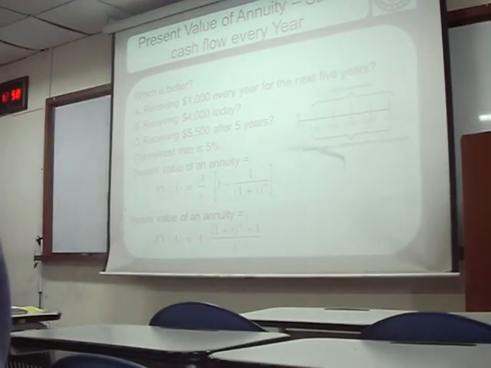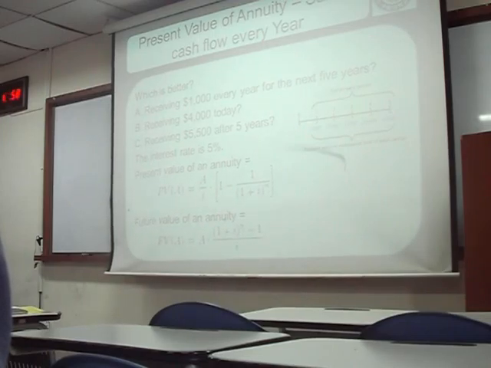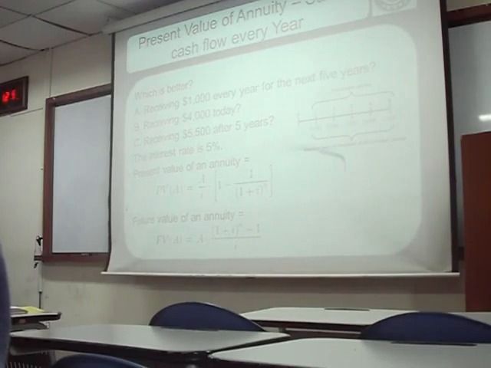So let's look at the options here. We have to decide which is better: receiving $1,000 every year for the next 5 years. So here's a diagram, $1,000 after year one, year two, year three, year four, and year five. Receiving $4,000 today, or receiving $5,500 after 5 years. So we have to compare all these things at the same time. So we want to find the present value of this. We don't need to find the present value of B, we already know B is 4,000. And we just find the present value of C, which we already did, that kind of calculation. Okay? So let's try the first one, A.